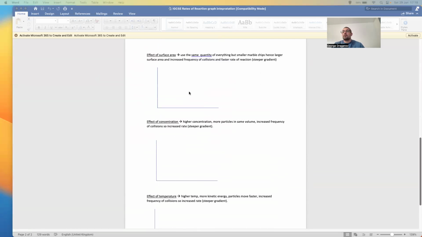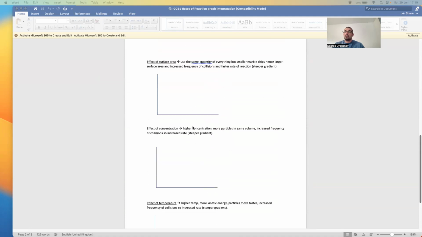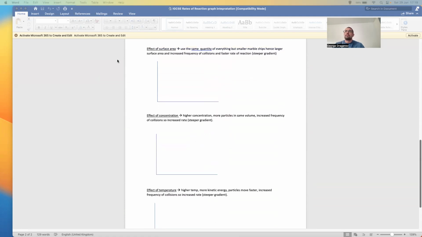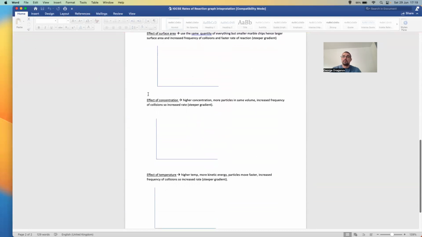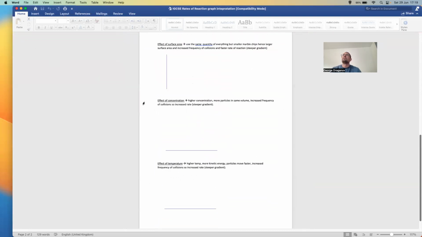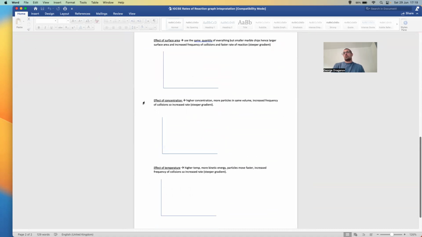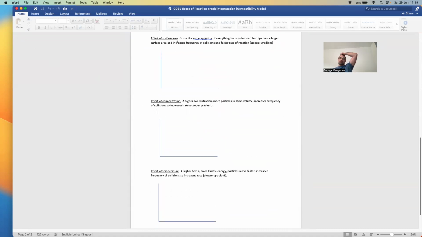The next bit is the effects, these 3 effects. So I'm going to try and squeeze them on one sheet of paper so we can see all of them. To make it a little bit smaller. So there. I've actually repeated collision theory here for you. So surface area, use everything the same, but change the marble chips to be smaller. So they have a higher frequency of successful collisions.